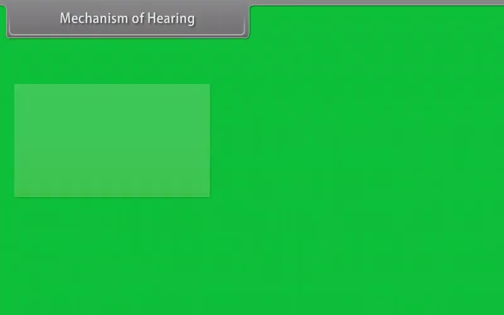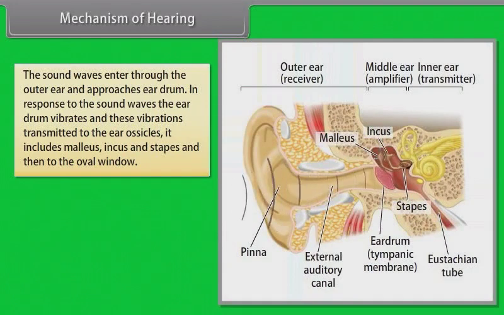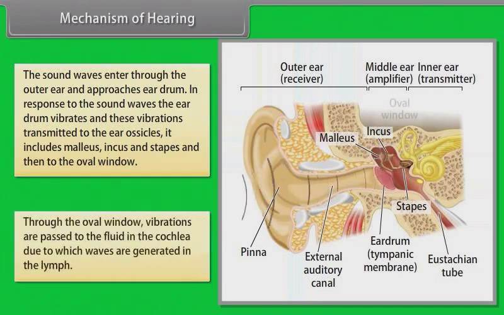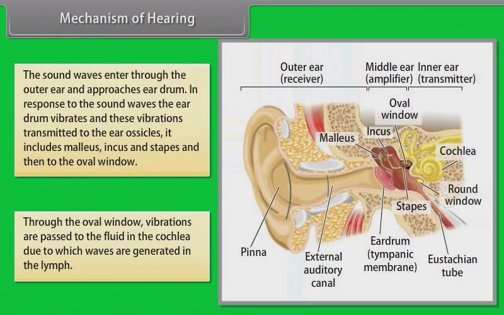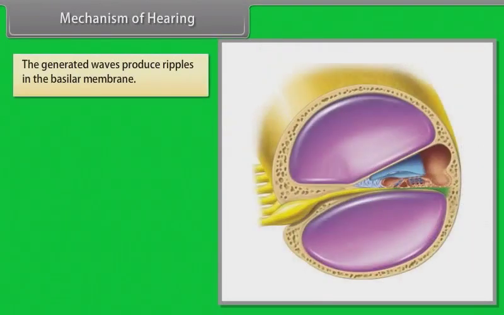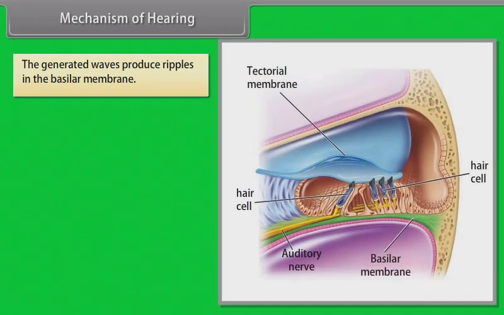Mechanism of hearing. The sound waves enter through the outer ear and approach the eardrum. In response to the sound waves, the eardrum vibrates, and these vibrations are transmitted to the ear ossicles. They include the malleus, incus, and stapes, and then to the oval window. Through the oval window, vibrations are passed to the fluid in the cochlea, due to which waves are generated in the lymph. The generated waves produce ripples in the basilar membrane.